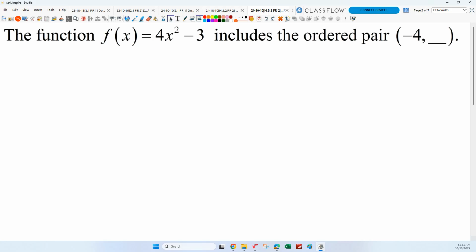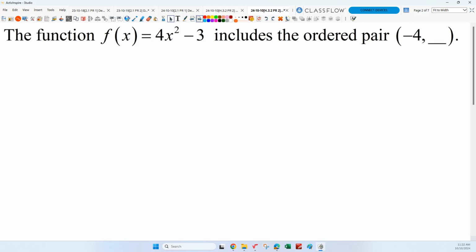We got an answer? What'd you get? 61. 61, yeah. How'd you do it? I did it 2 ways. First I used the table function in my calculator, replacing f of x with y. Good. And then the second way is replacing the x in 4x squared minus 3 with negative 4.